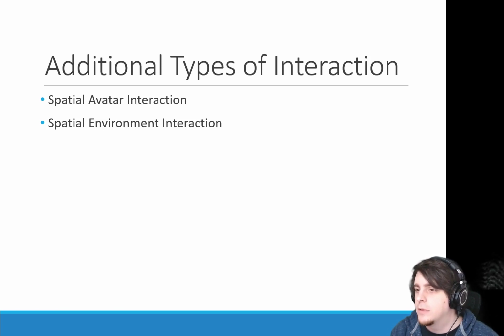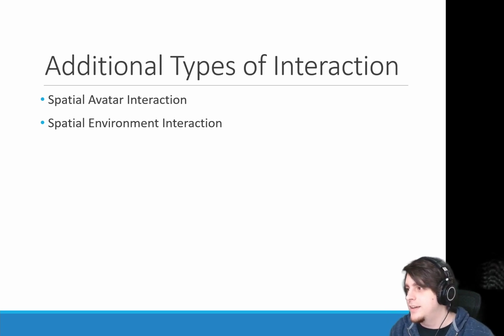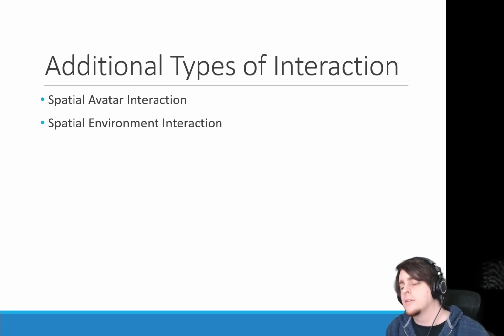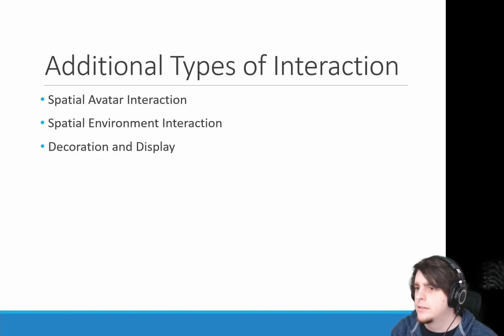Next is spatial environment interaction. Players interacting with their immediate environment. This is really easy to see in Minecraft, where players can build or destroy elements of the environment, moving them around or using them for other purposes. Decoration and display are interactions centered around players signaling their status or their affiliations. This is like how players decorate their weapons or their pets or their houses in games that have systems that afford those kinds of things.